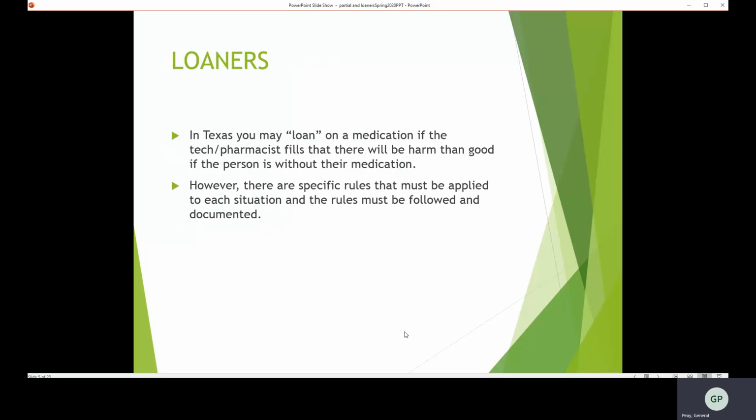Okay, so now the first thing I want to talk about is loaners. In Texas, you may loan on a medication if the tech or the pharmacist feels that there will be more harm than good if the person is without their medication. This usually happens, especially on Friday evenings, when a person comes to the pharmacy for a refill on their medication. Well, they don't have any refills remaining and they need authorization from the doctor. If it's Friday, normally you won't hear back from the doctor until Monday.